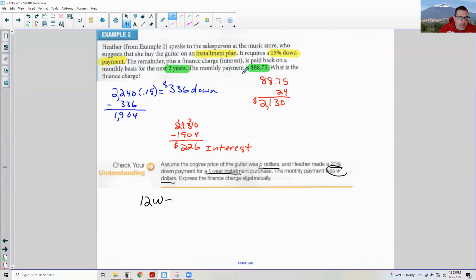how much we put down. So the remainder, if we put 15% down, we're actually paying for 85%. We still have 85% we owe. In this case, we're paying 20% down. So we still owe 80%. So this is going to be minus the 80% of the price of the guitar P. That makes sense. Okay. Number of months times the dollars minus 80% of what we're borrowing because we paid 20% down. So this is the algebraic expression, 12W minus 80% of P.